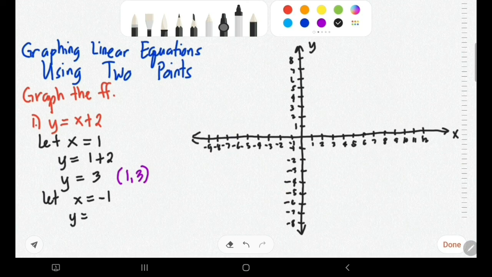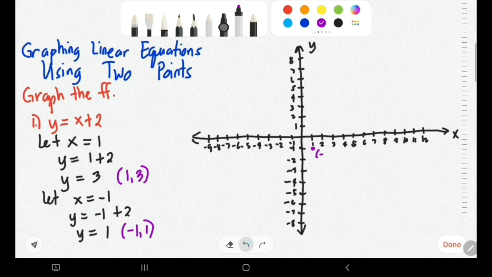Substitute. y equals, your x is -1, plus 2. So -1 plus 2 is 1. So now you have a point which is (-1, 1). And then plot the points. Start with (-1, 1). Okay, so this is found in quadrant 4.